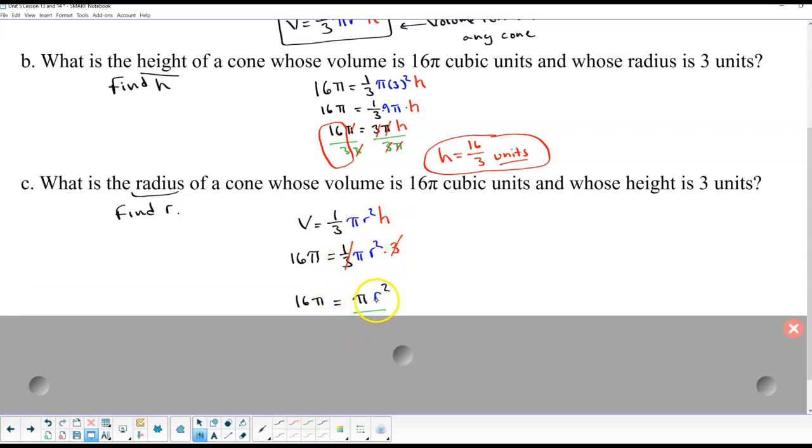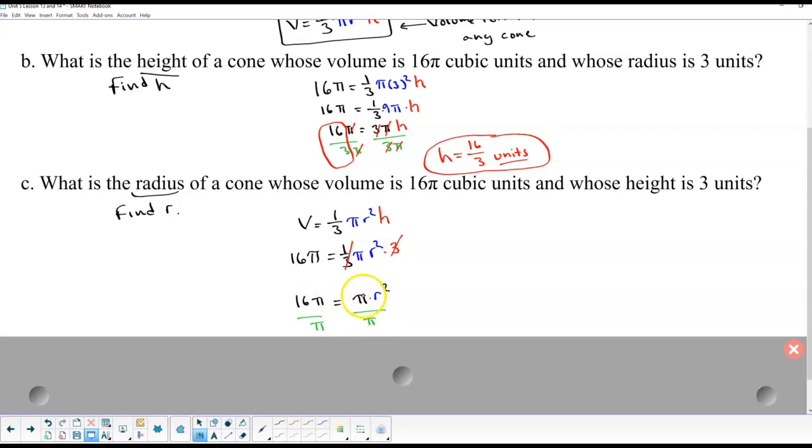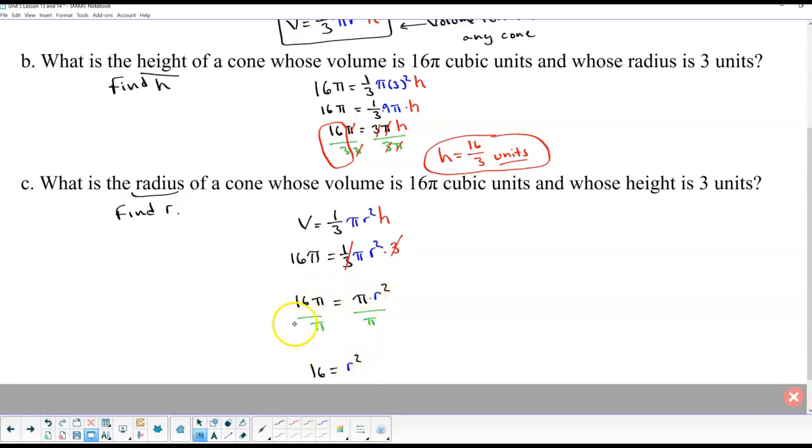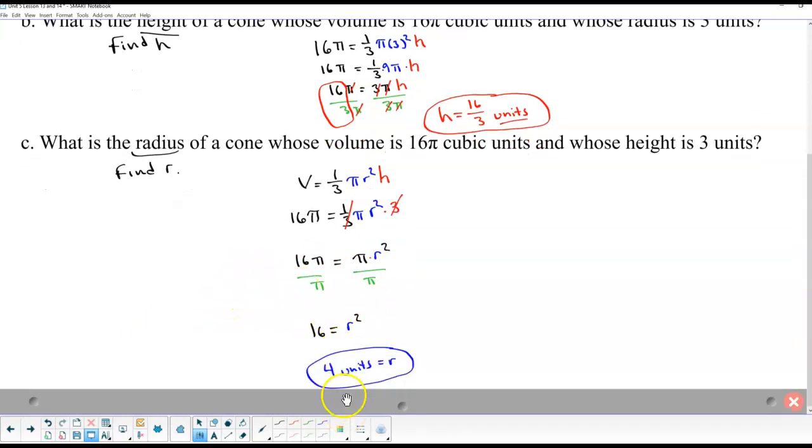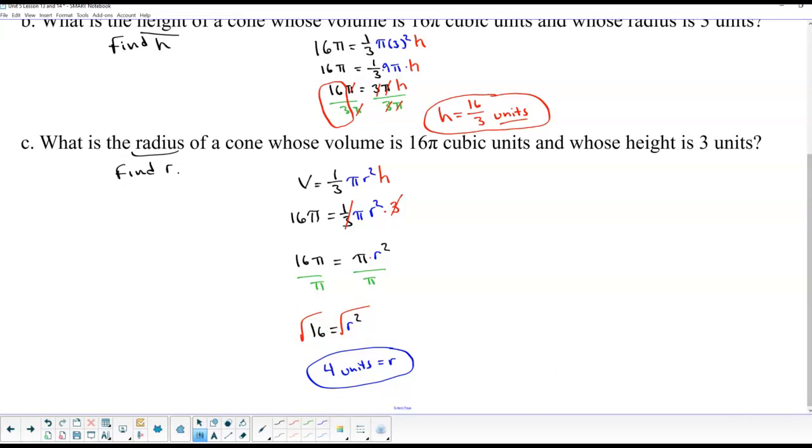So I'm left with pi times r squared equals 16 pi. So I need to take this pi and divide both sides by it. That'll get rid of a pi on both sides, and it'll leave me with 16 equals the radius squared. And then we'll go ahead and take the square root of both sides. The square root of 16 is 4 units long. So these two problems that we just did are problems where you work backwards. You know the volume, and you have to work backwards to find the radius or the height.